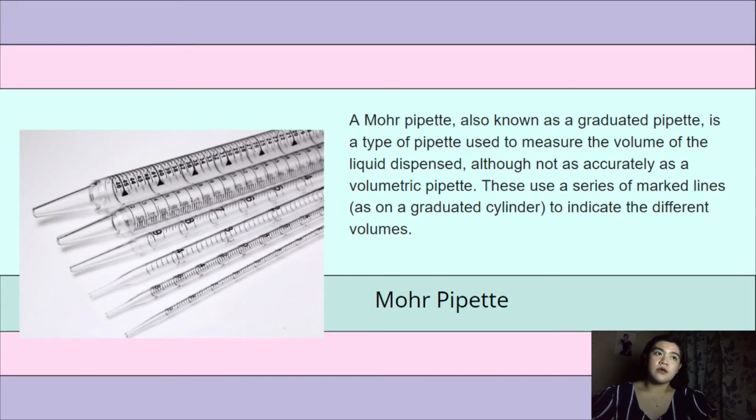Next are the Mohr pipettes, also known as graduated pipettes, a type of pipette used to measure the volume of the liquid dispensed, although not as accurately as a volumetric pipette. These use a series of marked lines to indicate the different volumes.